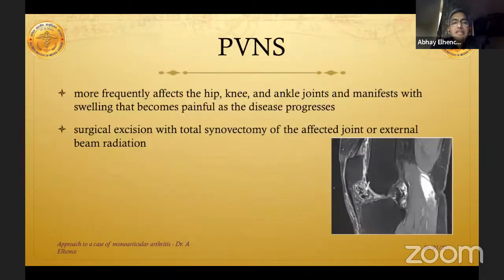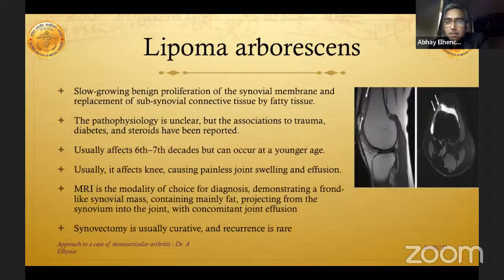Coming to PVNS, this is a disorder which predominantly affects the hip, the knee, and the ankle joints. The joints manifest as swelling, which becomes painful as the disease progresses. And the most important thing is to identify the pattern of synovial fluid involvement, histopathologically the kind of involvement of the synovium, and the treatment essentially would then lead to a surgical synovectomy, or in today's times, an irradiation synovectomy, where our nuclear medicine colleagues come into the picture.